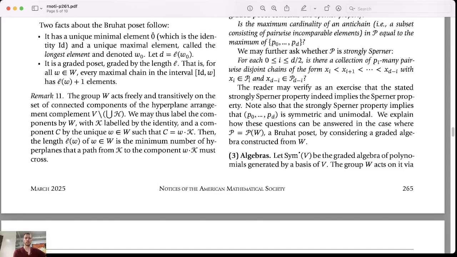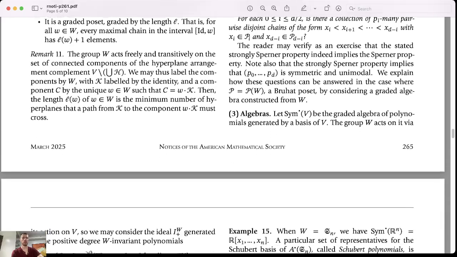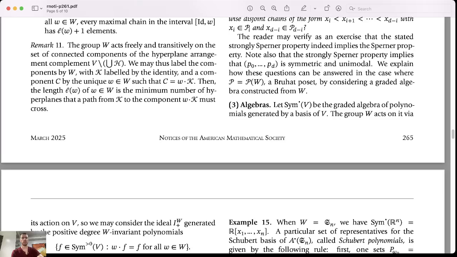Let D = ℓ(w_0). The Bruhat poset is a graded poset, graded by the length ℓ. That is, for all w in W, every maximal chain in the closed interval from the identity to w has ℓ(w) + 1 elements. Remark: the group W acts freely and transitively on the set of connected components of the hyperplane arrangement complement V minus the union of 𝓗.